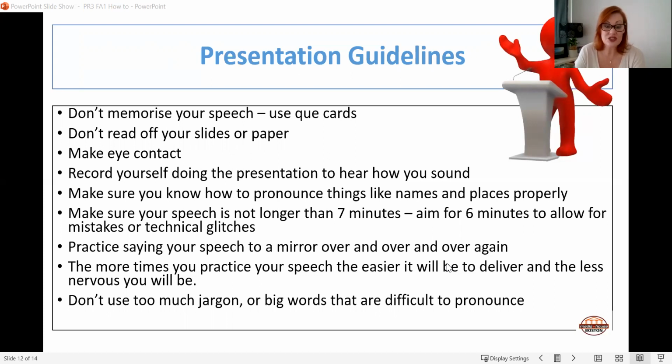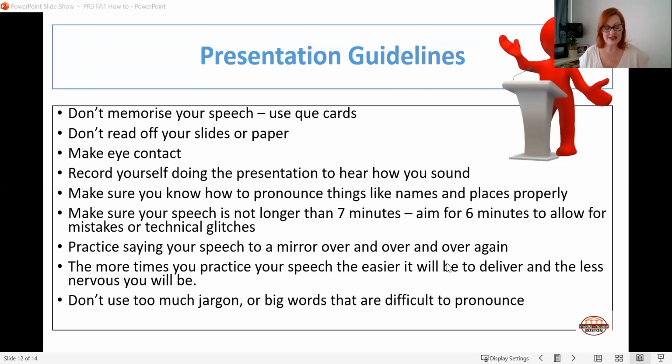Make sure that your speech is no longer than 7 minutes. So we normally allow for 6 minutes because that will then let you expand upon things and allow for any mistakes or technical glitches that you might have.